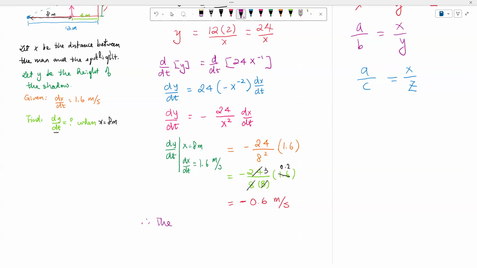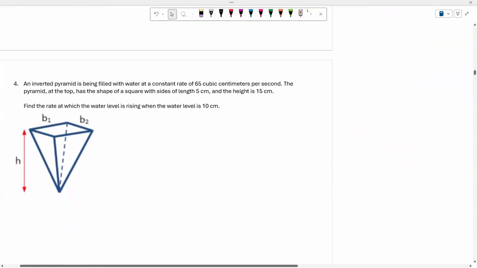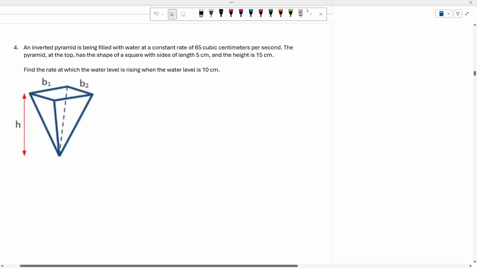So therefore, the shuttle is decreasing at 0.6 meter per second. Okay, so now let us look at the next example.